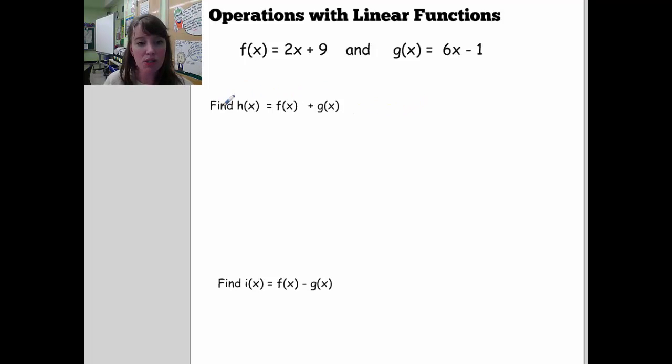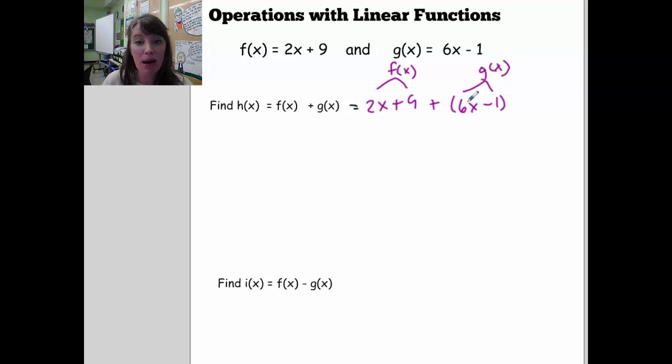Okay, so this notation, all this means is take whatever expression is identical to f of x, and add it to whatever expression is equal to g of x. That's all that's saying. So h of x is actually just going to be 2x plus 9, which is f of x, right? There's your f of x. And you want to add that to 6x minus 1. All right, there's your g of x.